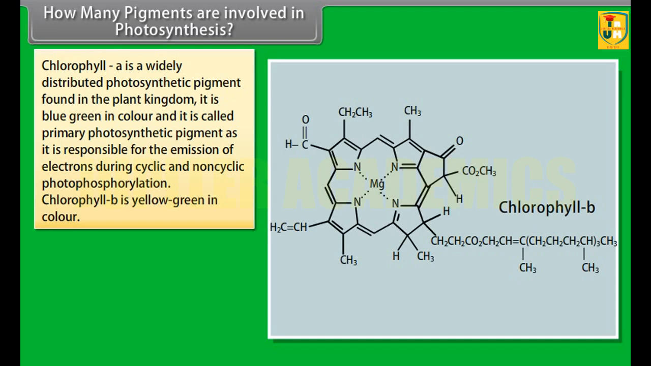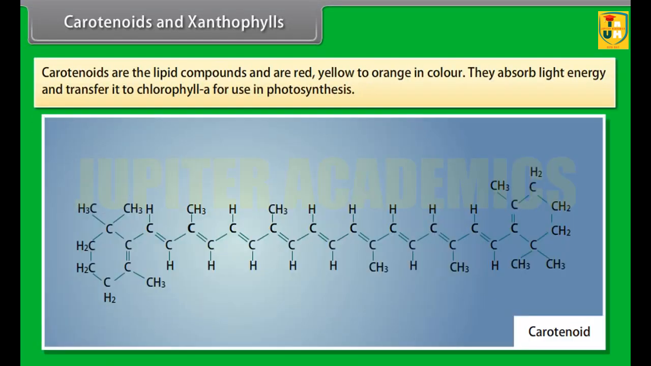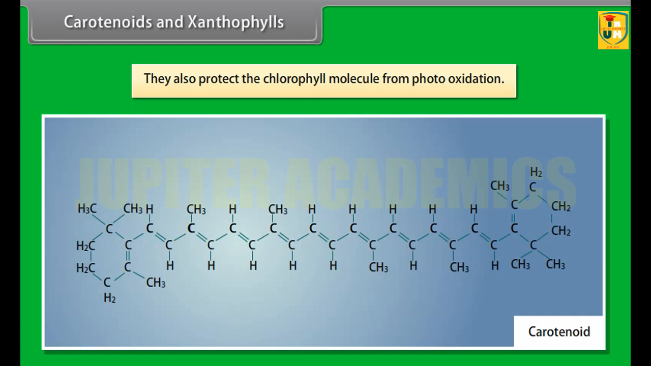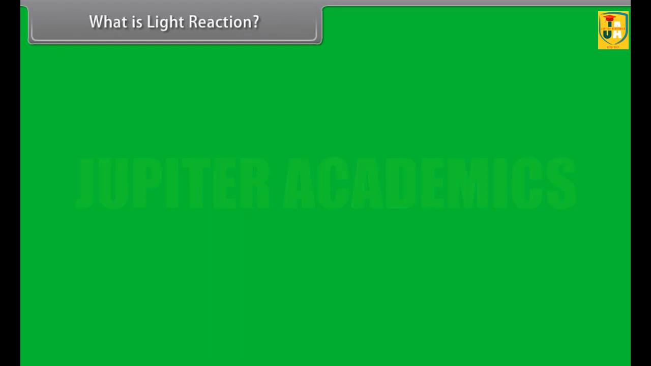Chlorophyll B is yellow-green in color. It transfers the energy absorbed by it to chlorophyll A. Therefore, it is called an accessory pigment. Carotenoids and xanthophylls. Carotenoids are lipid compounds and are red, yellow to orange in color. They absorb light energy and transfer it to chlorophyll A for use in photosynthesis. They also protect the chlorophyll molecule from photooxidation. Xanthophylls are yellow in color. They are involved in photosynthesis with chlorophyll. What is light reaction?